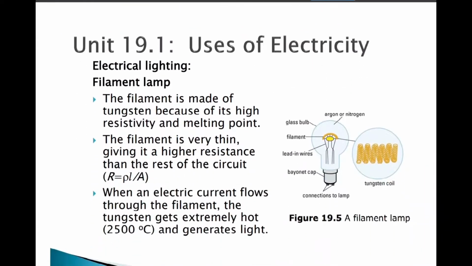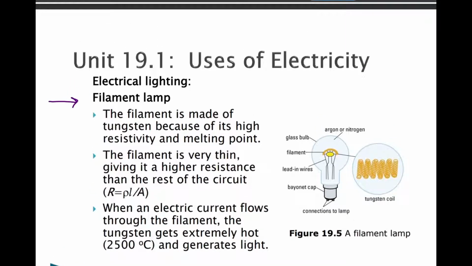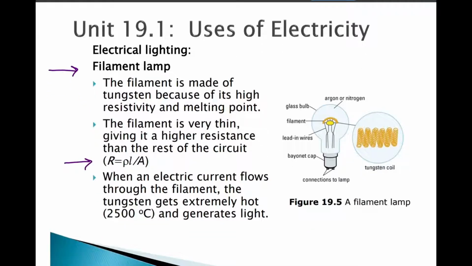Okay, so the next usage we have is with the filament lamp. And the interesting thing about the filament lamp is how we actually construct it. Do you remember that we did this last time? Resistance is proportional to rho L over A. Rho was the resistivity and L is the length of the conductor and A is the cross-sectional area.